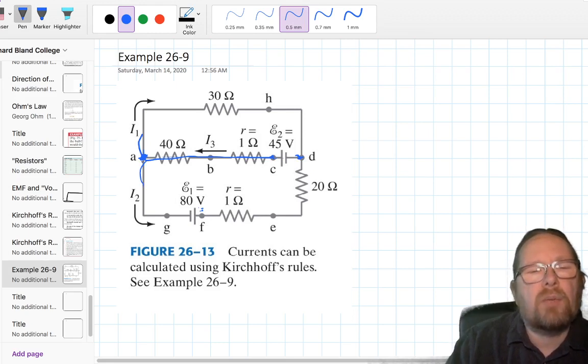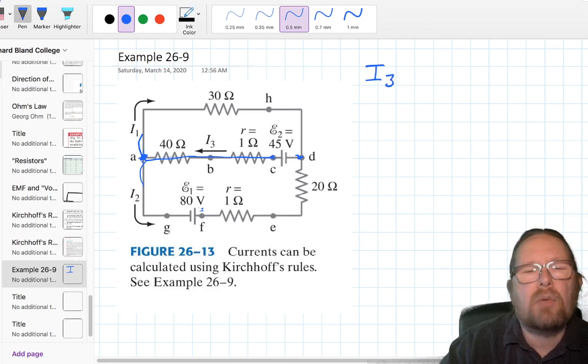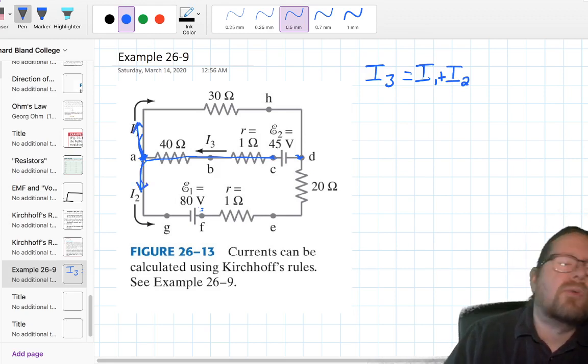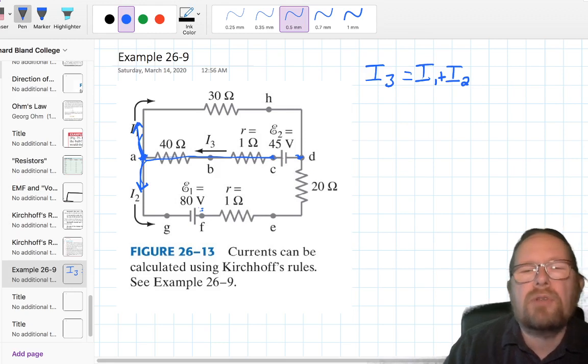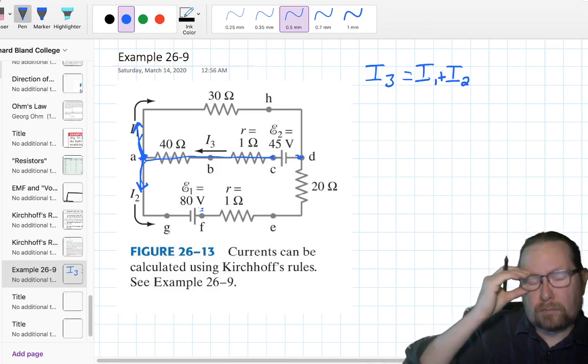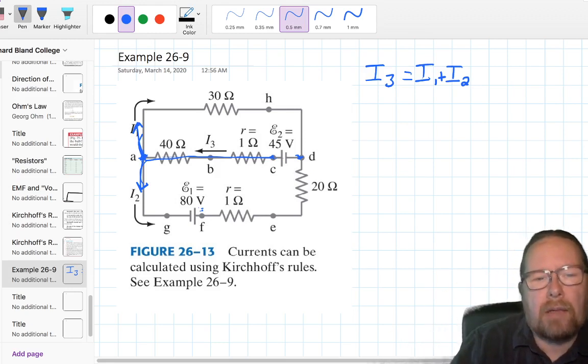At the split, we know that I3 going into that split has to be equal to I1 plus I2. The amount of current going into that junction at point A is equal to the amount of current flowing out of that junction. That's Kirchhoff's junction rule. Every time the current splits, you get an equation that gives you the relationship between those currents.